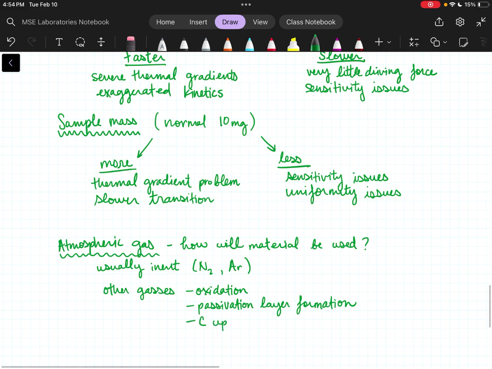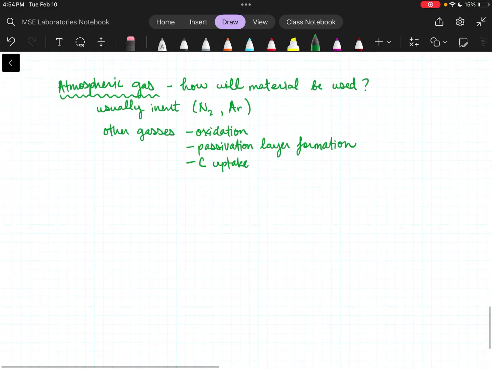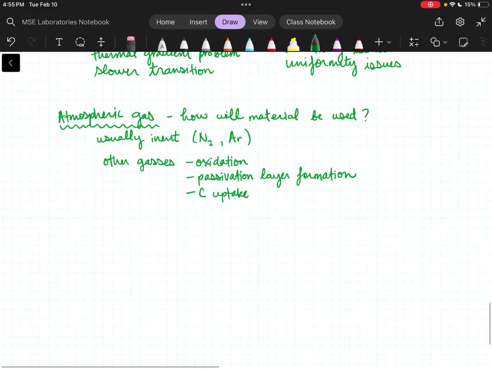If you're looking at like carbon uptake, so this thing is going to bring in carbon, there's a potential that has some sort of endothermic or exothermic effect if bonds are being created, not just absorption. But just keep aware that these other gas interactions can change future reactions of your material.